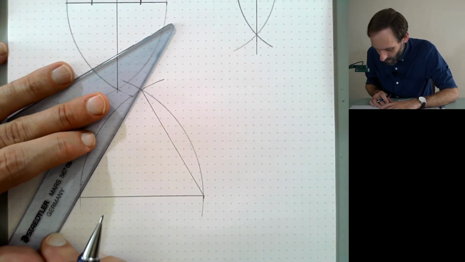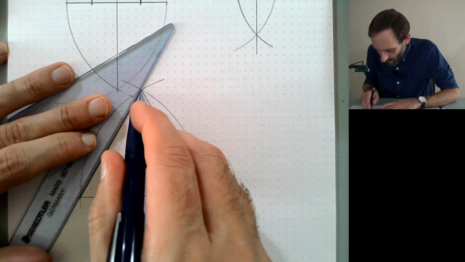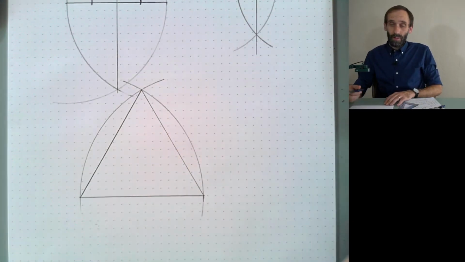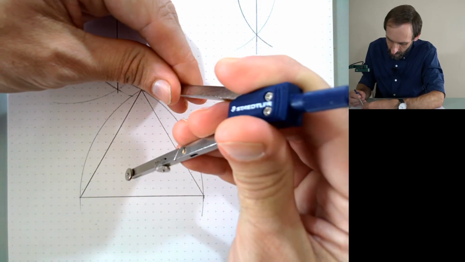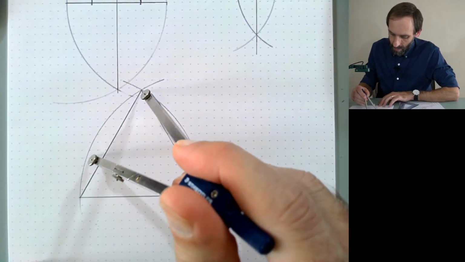So we'll connect these points. This is just an equilateral triangle construction like we have from lesson 2. And now we're going to bisect this angle up here. So I'll go ahead and do the rhombus method, because why not?